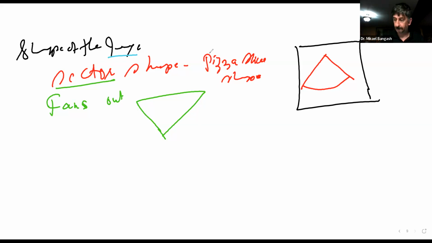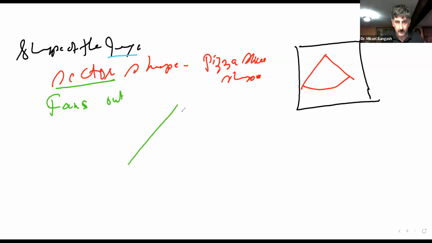Is that clear? So the sector shape fans out, meaning it spreads out. Exactly. Probably not going to be like this, but rather like this. It fans out, and your image goes like this. This part here, this point here, on your image, that's where you have your footprint.